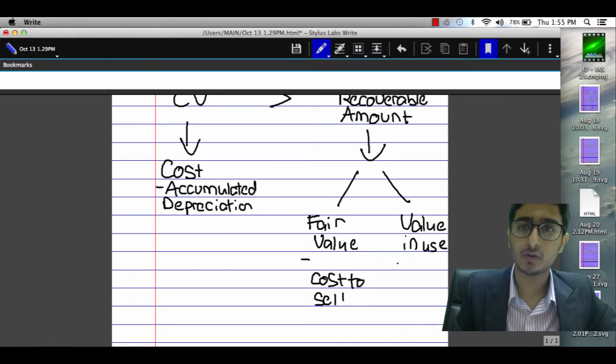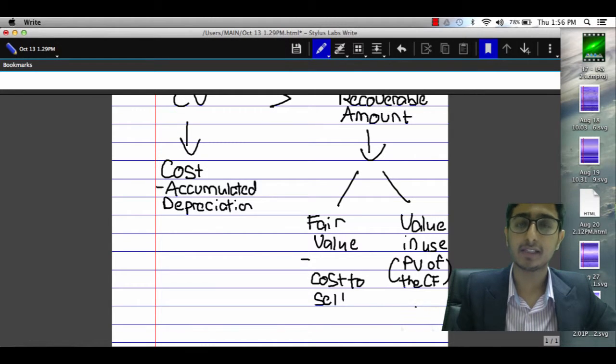Now, value in use simply means that it is the present value of the cash flows. You might be wondering, what cash flows are we talking about? This is the cash flows which we can receive when we use the asset. The word present value states that the value of money goes down by a certain percentage. So when it comes to present value, we will always be dealing with something called cost of capital.